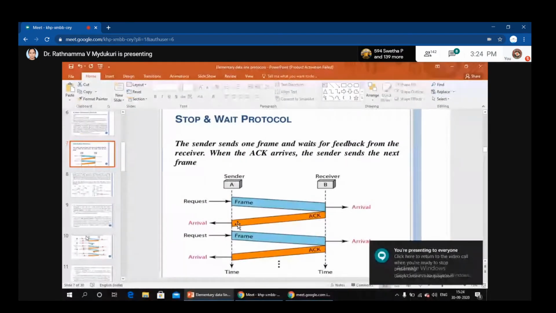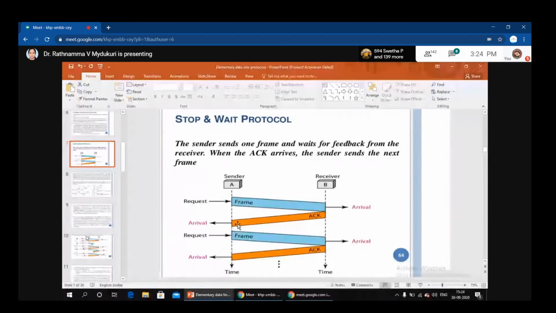That's why in the next topic, what we are doing is: when the sender sends a frame, it is received by the receiver and the receiver waits for some time. If the receiver is sending any data to the sender, at that time that particular frame is hooked with the previous frame's acknowledgement. This concept is called piggybacking.